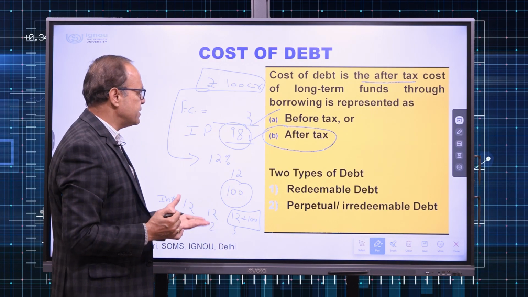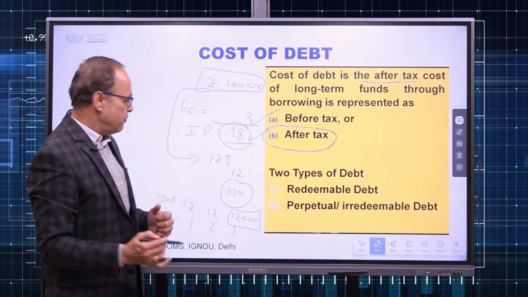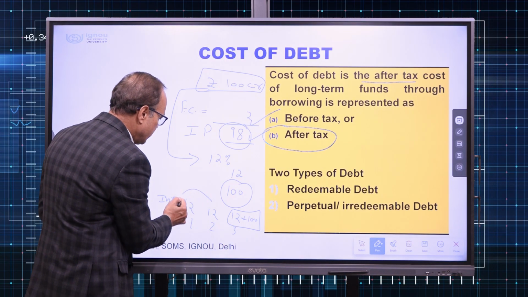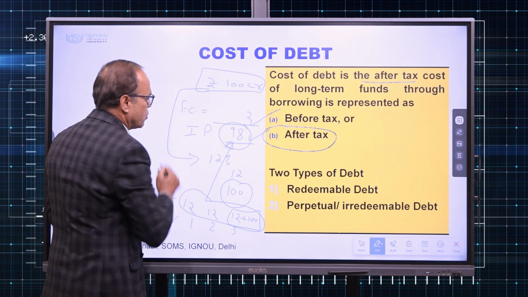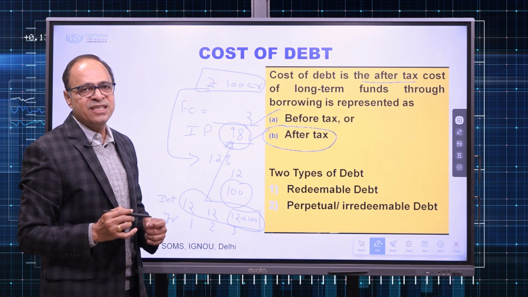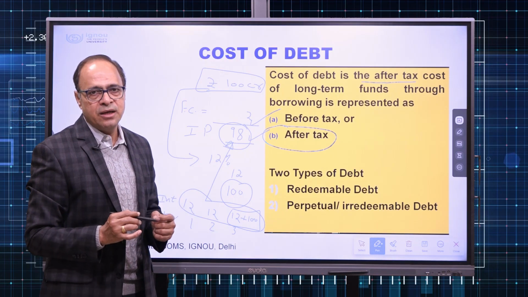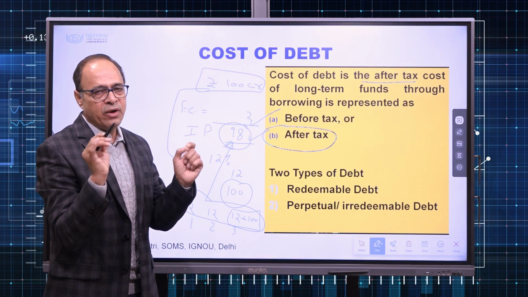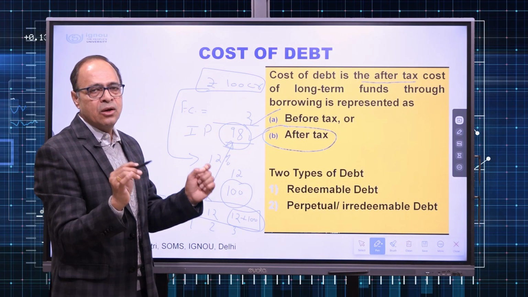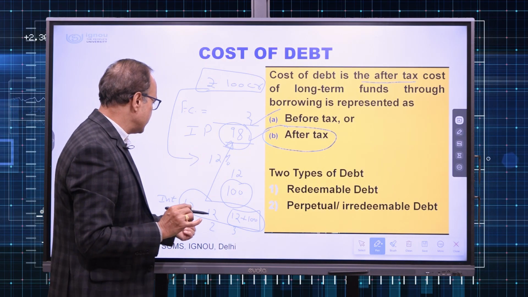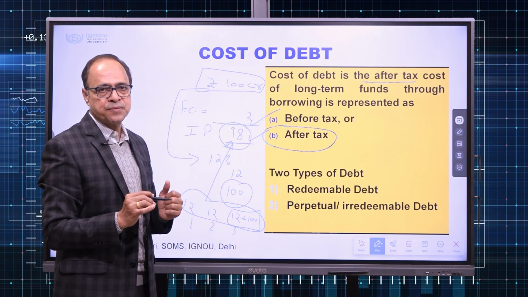Now we can simply say a discount rate which equates the present value of those outflow with the 98 crore received right now is called the cost of debt, and that will be before tax. Why is it before tax? Because we have not considered the tax exemption or tax benefit associated with the interest payment and the flotation cost.